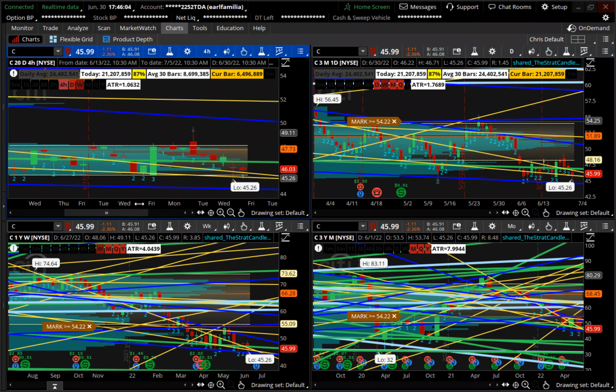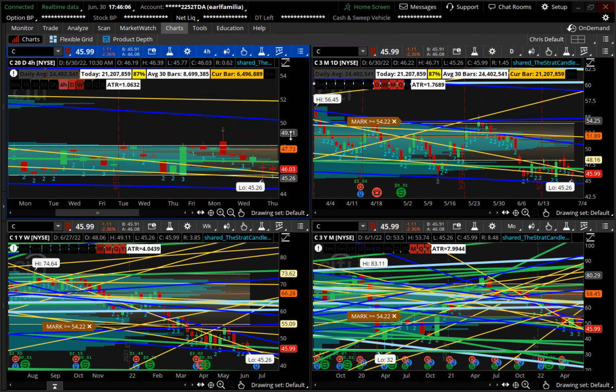Citigroup. So Citigroup, this one here is pinched between 2 broadening formations. I really don't like them like that because you might have a good setup, but then it just gets beat up by that broadening formation. But you do have setups here.